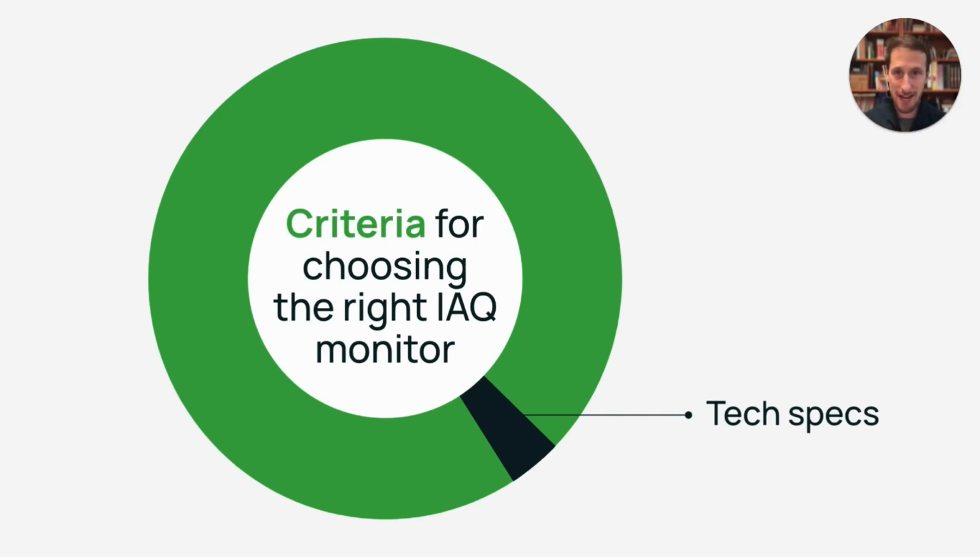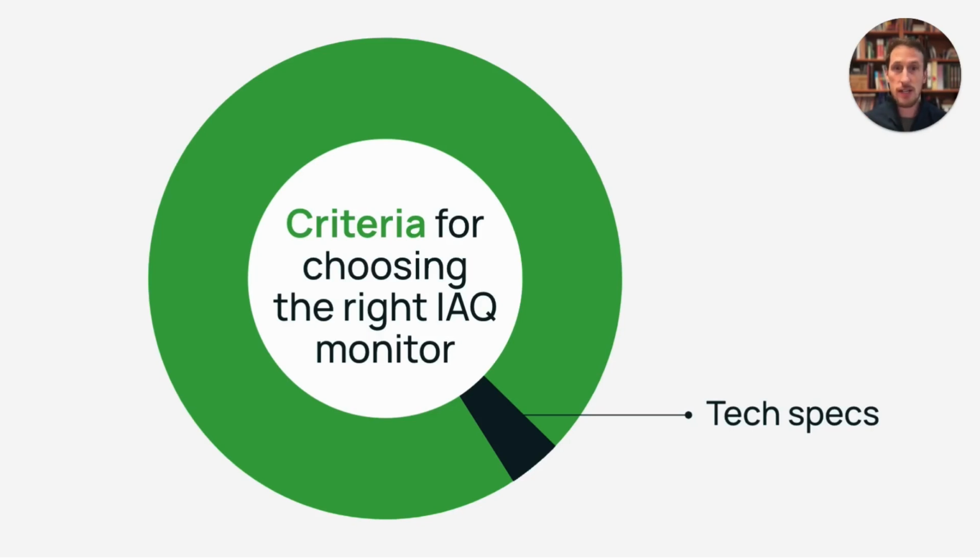Another risk of focusing on all of the little details in the tech specs is it may mislead you and actually overshadow some other factors that can be much, much more important. For example, let's imagine that you are going after the WELL building standard. You're going for WELL certification, and you want to use indoor air quality monitors to measure the air quality parameters within the air concept.